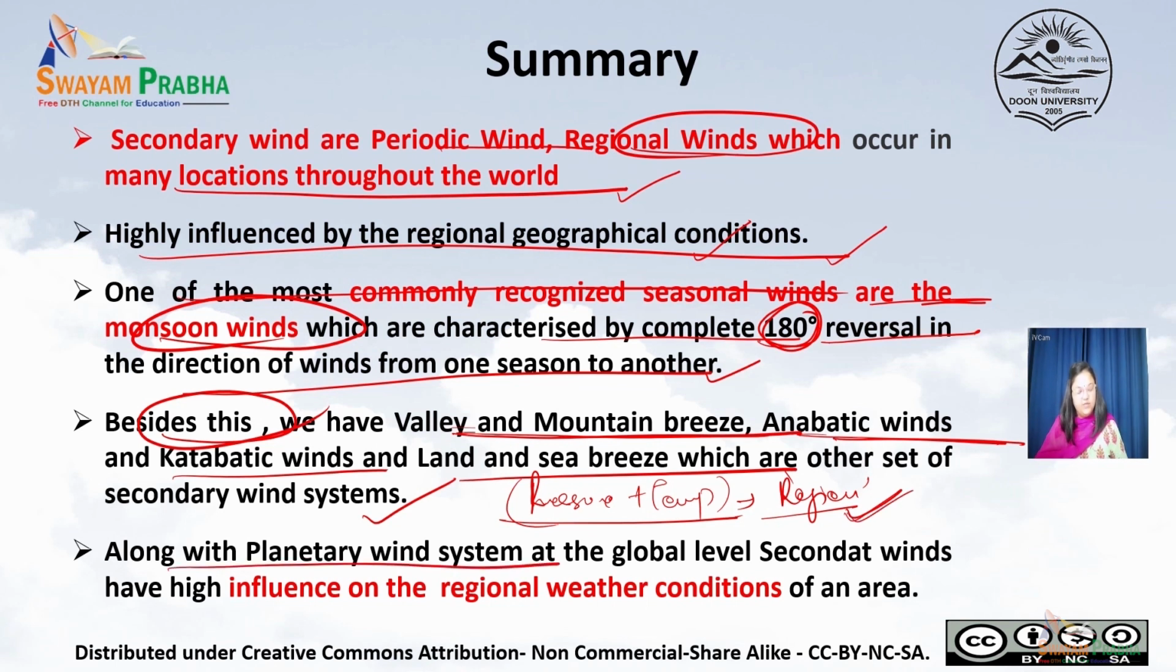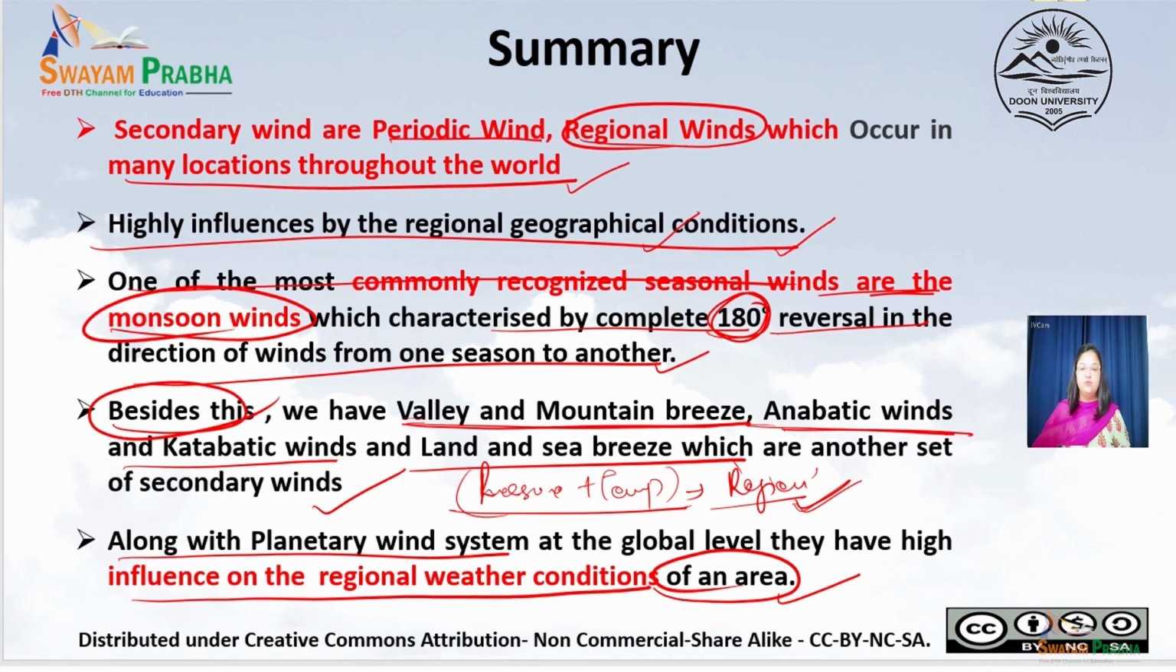So along with planetary wind systems at global level, the secondary wind circulation is also very significant and they have high influence on the regional weather conditions of a particular area, bringing unique characteristics of weather and climatic conditions to a particular area. So they add distinctive characteristics to the weather conditions which exist in a particular area by adding periodicity, variability, seasonality to the winds which blow over a particular area.